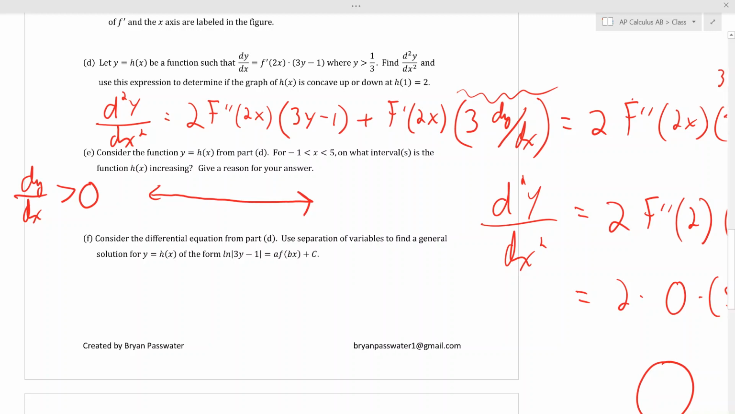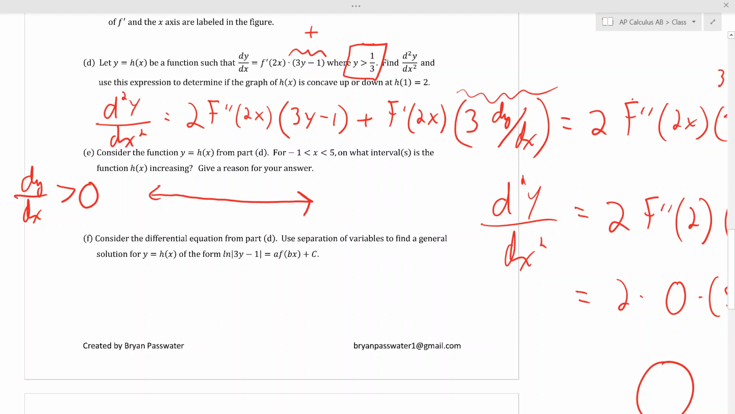Yeah, so man, I didn't get this far in doing this. I was like, I'll just do it with the kids. But that y there is messing with me here. What intervals is h of x increasing? Give a reason. Okay. Oh, so we don't need to worry about this. Because y is always greater than a third, this number here is always positive, if that makes sense.